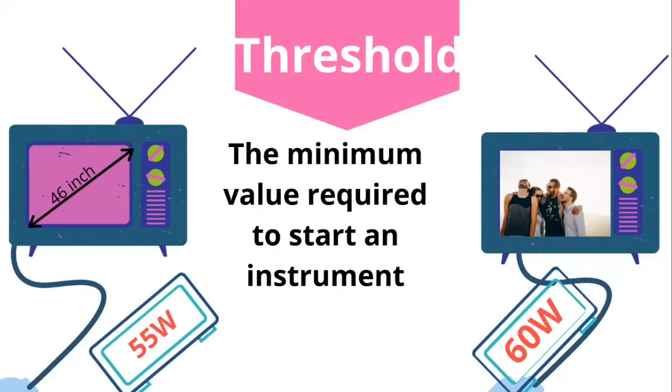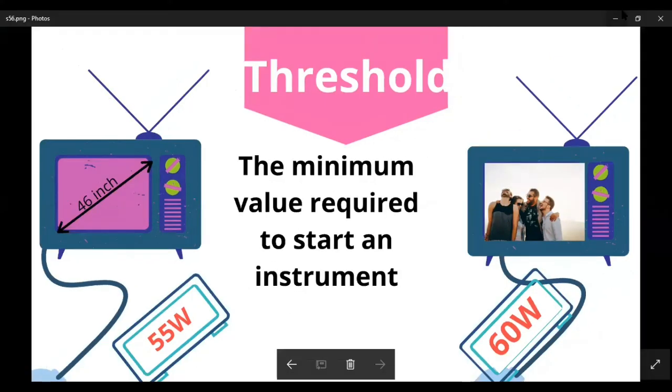If you give 55 watts of power to a 46-inch screen, it will not turn on. It needs a minimum of 60 watts. That minimum 60 watts is what is called the threshold. The power supply should go beyond the threshold value to make it operate. So in this case, 60 watts is the threshold, and only if you give a value more than 60, like 61, 62, 63, will your TV work. So this is threshold. I hope you understood. These are all the static characteristics of a sensor.